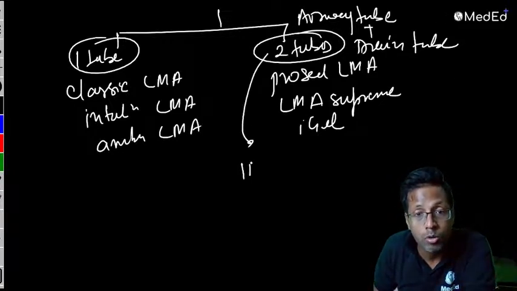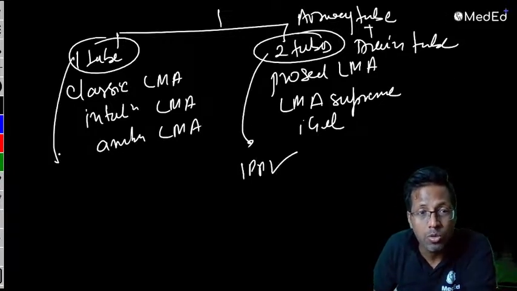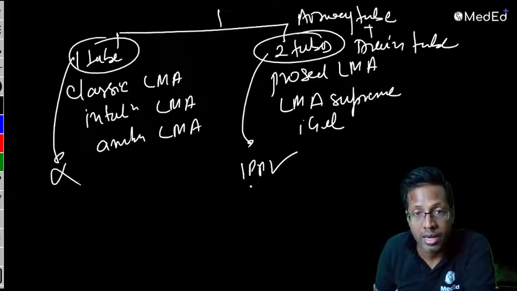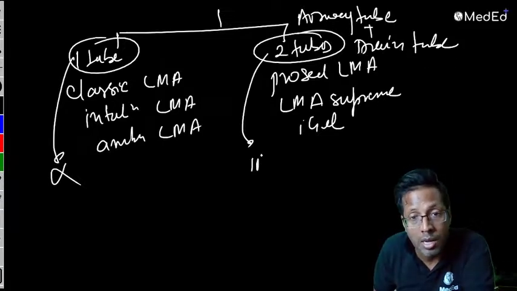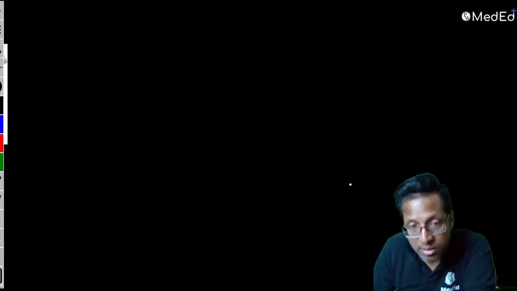The 2 tubes, one can be used for IPPV, and these ones slightly not used for IPPV in anesthesia. In emergency is a different thing, but ideally they cannot be used for IPPV. Because these have 2 tubes, they have a drain tube, hence they can be used for IPPV in anesthesia. That's the difference between them.